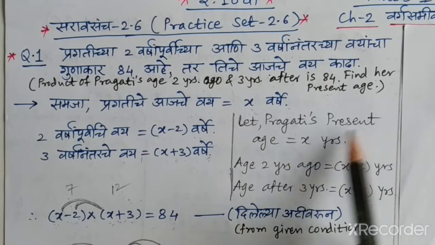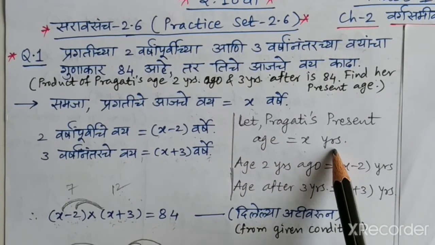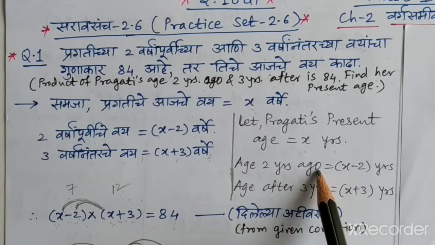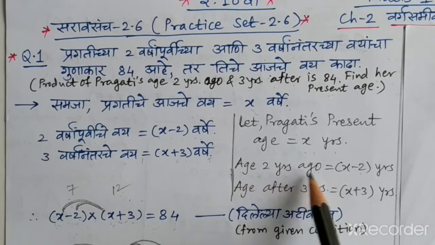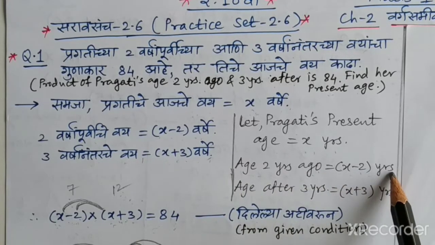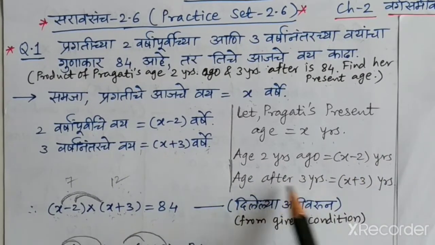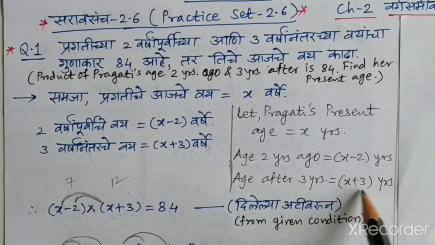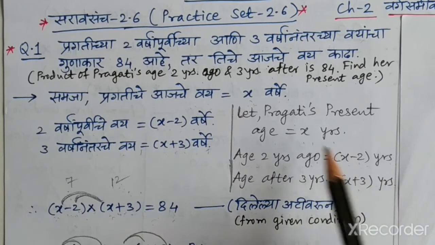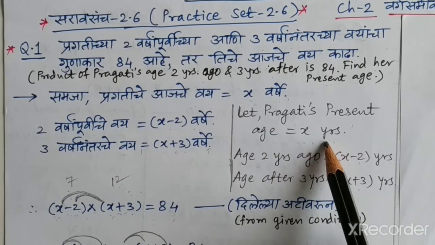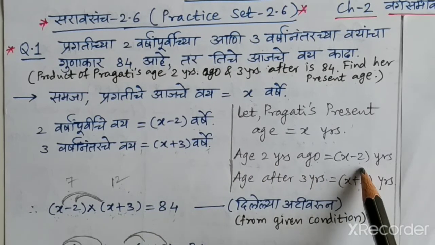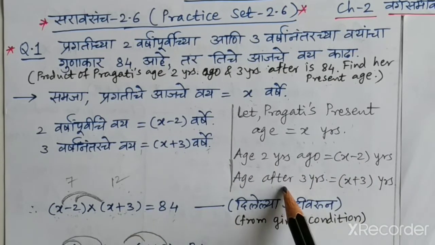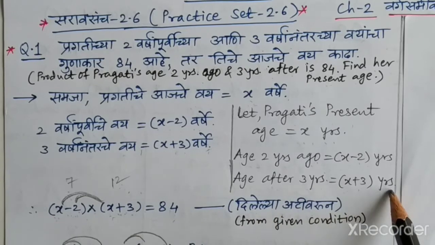Let Pragati's present age be x years. Age 2 years ago means we have to subtract 2 from the present age. So x minus 2 will be the age 2 years ago. And age after 3 years means x plus 3 years. So Pragati's present age is x years, her age 2 years ago will be x minus 2, and her age after 3 years will be x plus 3 years.